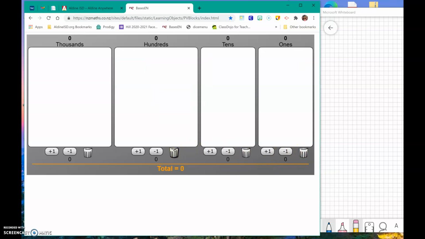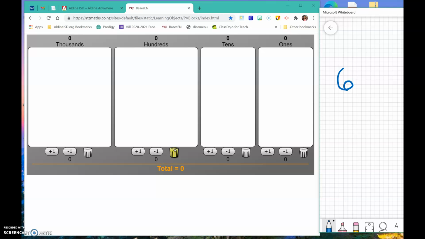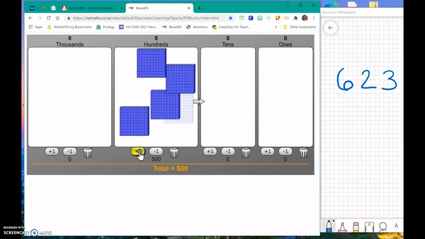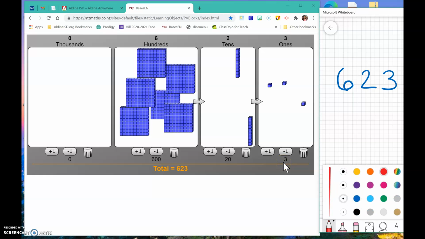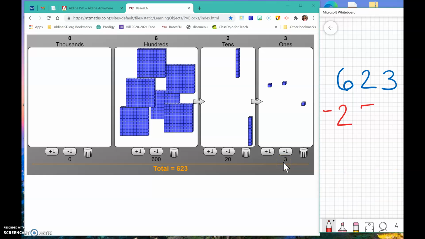Okay? Let's say now my number is 623. So I have 600, 2 tens, que vale 20, and 3 ones. That's the expanded form that we learned a long time ago. See that? 623. And I'm going to subtract 257. Okay? It's going to be a lot of double regrouping.